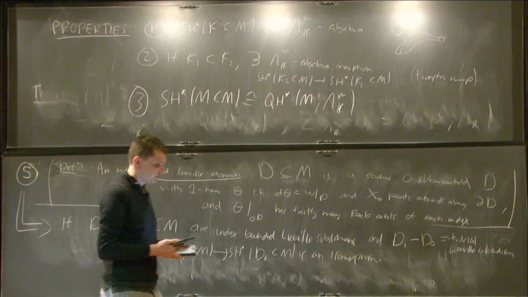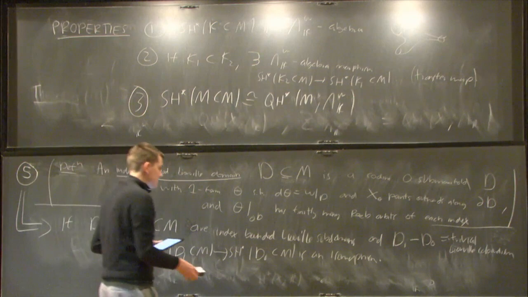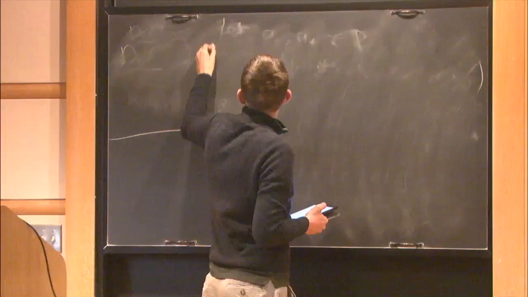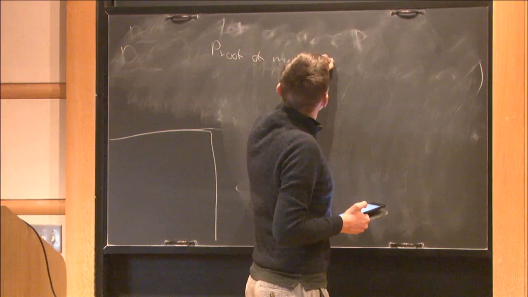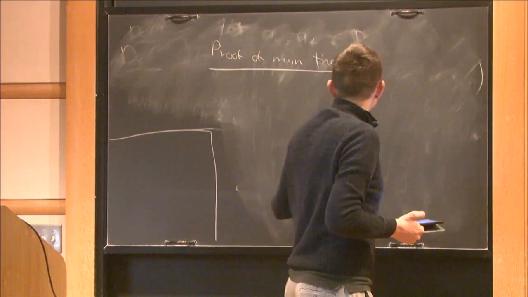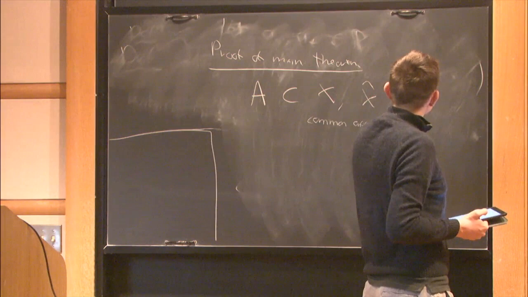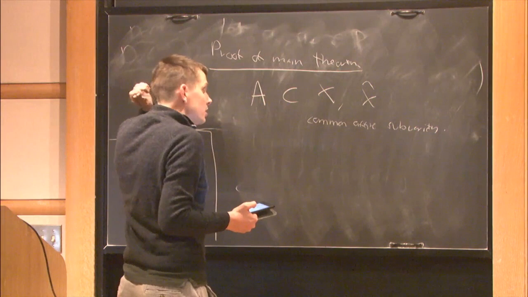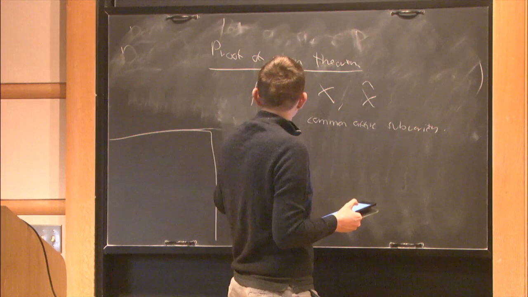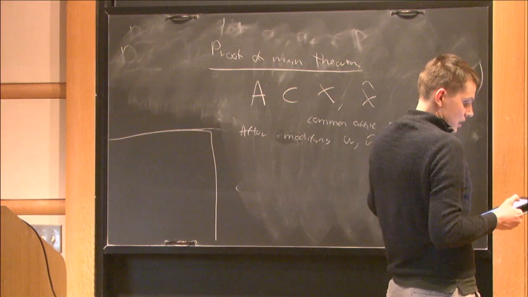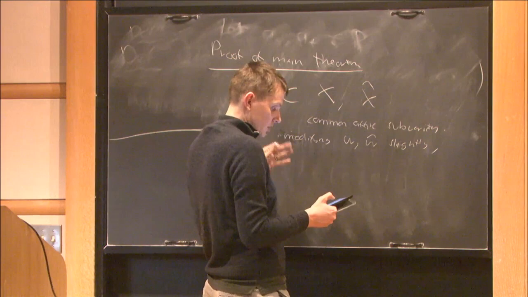Okay, I'm sort of done now. It's 3 past 5. I should say something about the proof of the theorem. So how does the proof of the main theorem work? First of all, you choose a common affine subvariety. After modifying omega and omega hat slightly, we can assume there are index-bounded Liouville subdomains with the properties I stated here.